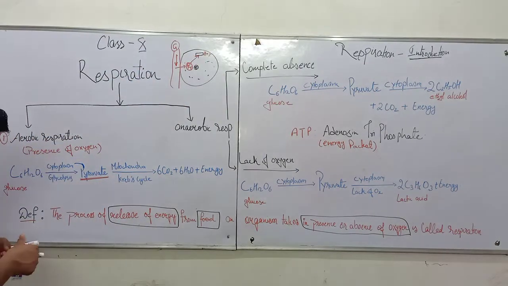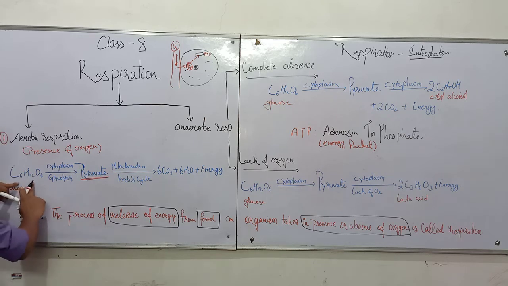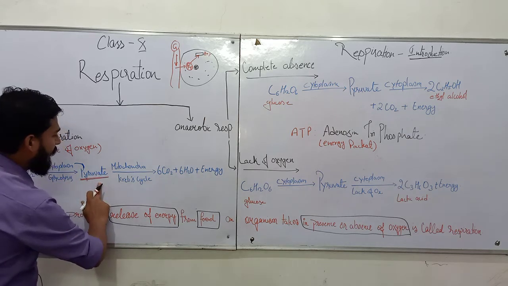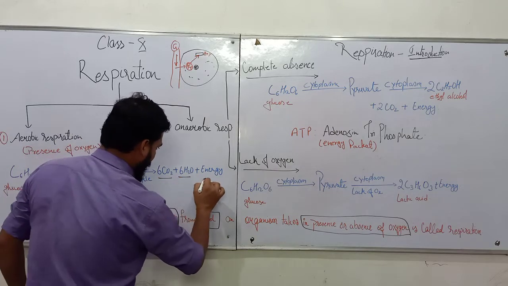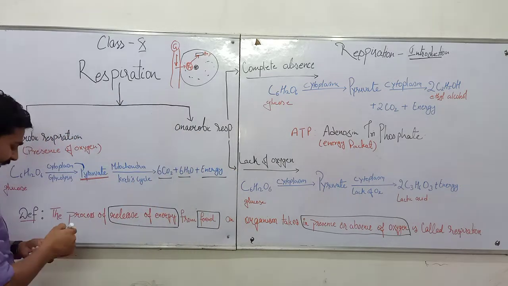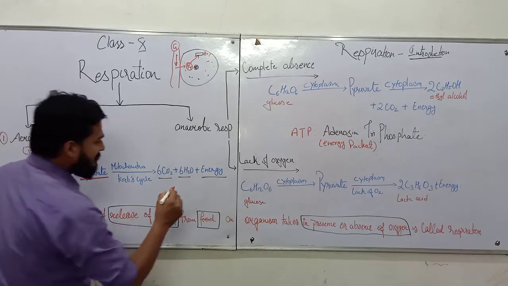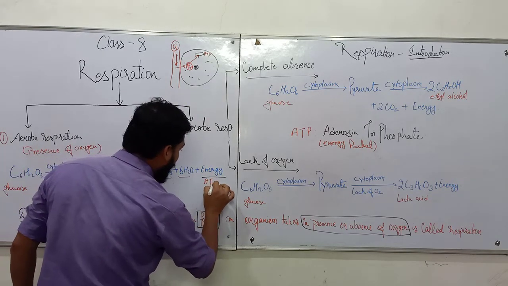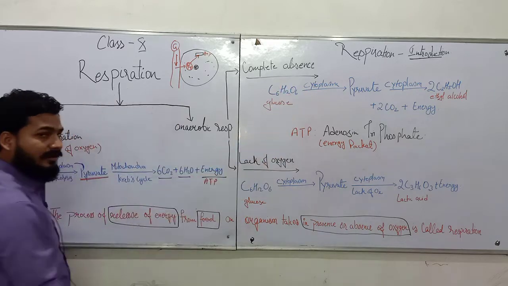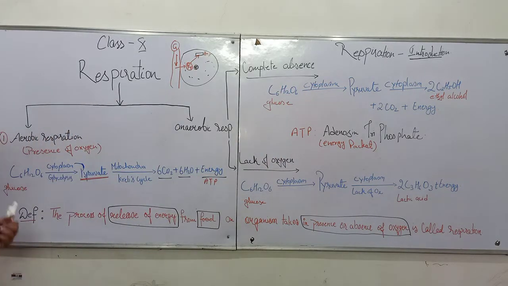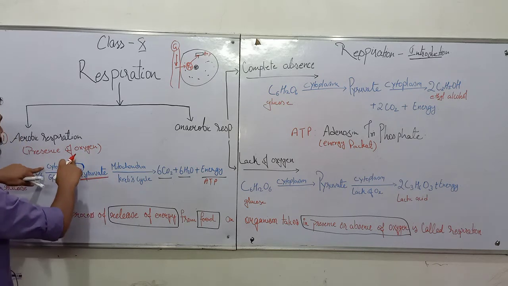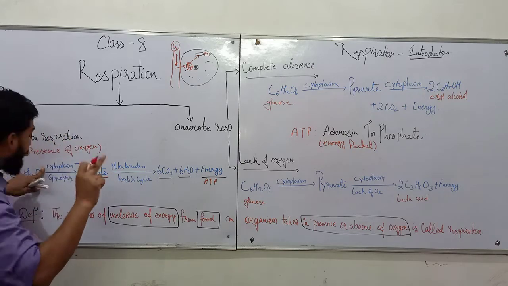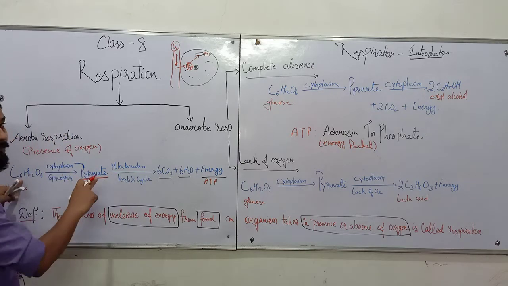Once again, you see here, glucose got converted into pyruvate, and this pyruvate got converted into carbon dioxide, water, and energy. And this energy is termed as ATP, that is adenosine triphosphate. So, first you see, C6H12O6 got converted into pyruvate. Site of reaction was cytoplasm. Site of reaction. This means glucose was getting converted into pyruvate.